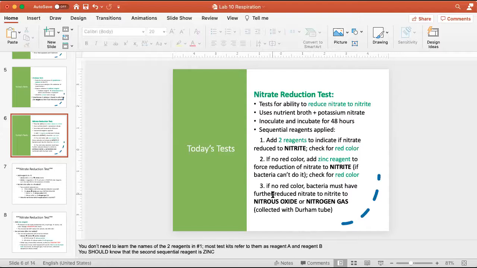we can look in the Durham tube. If there's gas in the Durham tube, we know that the nitrate was reduced all the way to nitrogen gas. If there's no gas in the Durham tube, we know that the nitrate was reduced to nitrous oxide, and the nitrous oxide dissolved into the medium.